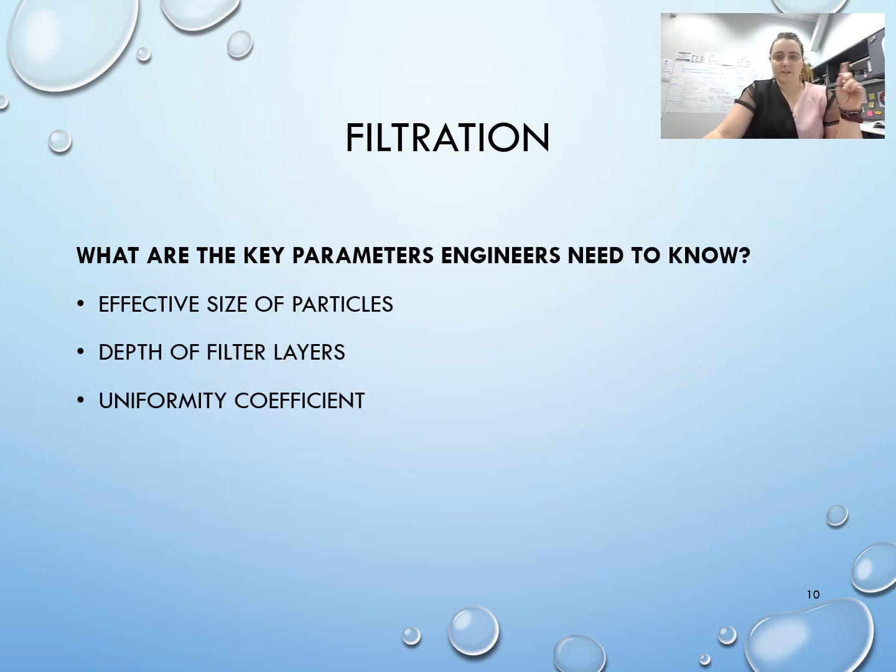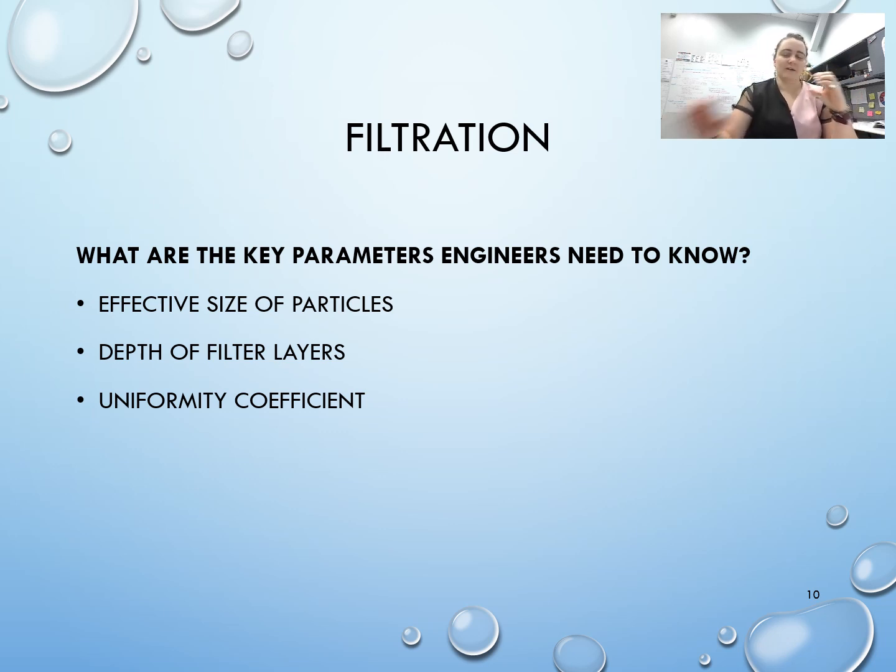Key parameters that engineers need to know in order to do any kind of calculations: we need to know the effective size of the particle. That tells us how big it is, which means that we can start to figure out how big the pores are in between the particles. And that's going to tell us something about filtration rate and hydraulics and things like that. We need to know the depth of the filter layers. That's really key, especially when we backwash and we think about how effective our filters are. And then we need to know something called the uniformity coefficient.